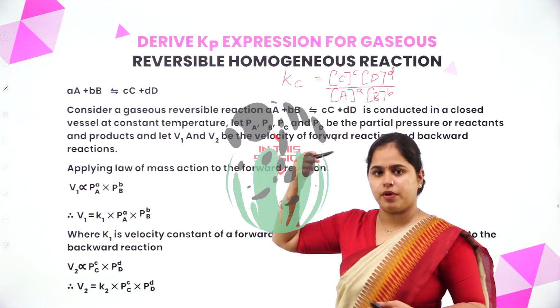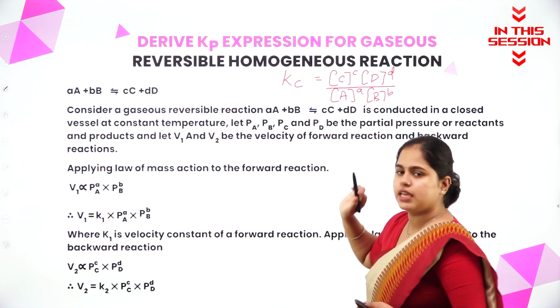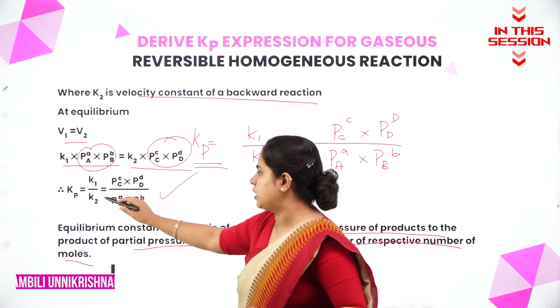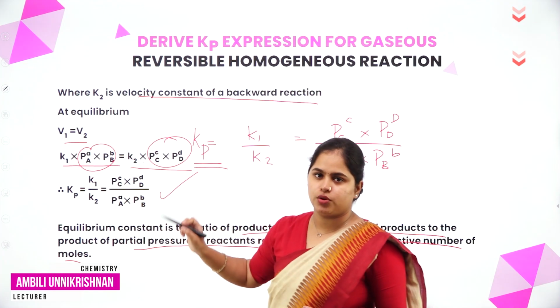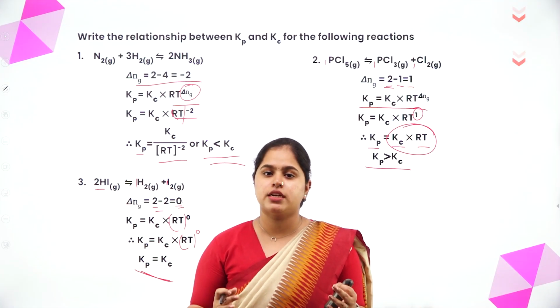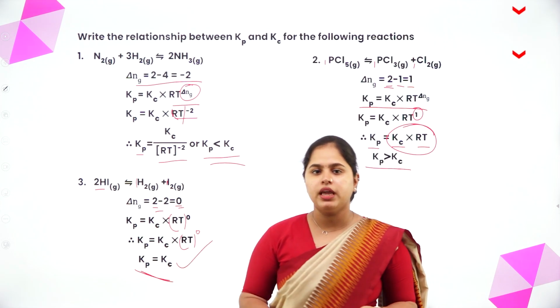Concentration of C raised to the power c, which is the stoichiometric coefficient of that, D to the power d, same way divided by A to the power a into B to the power b. This is the equation for Kp, which is equal to K1 by K2, or else Pc raised to c into Pd raised to d divided by Pa raised to a into Pb raised to b. The difference in number of moles of products and reactants, when it is equal to 0, what happens? Kp and Kc will be equal.